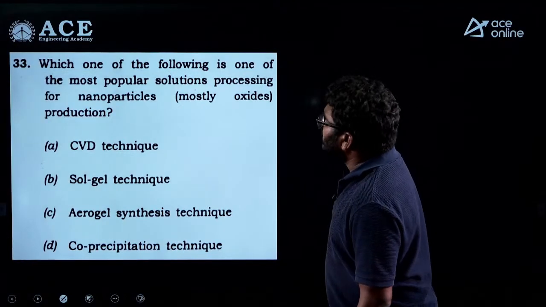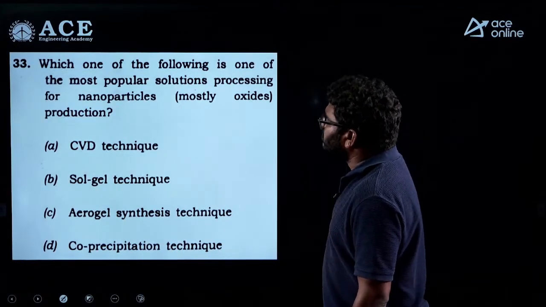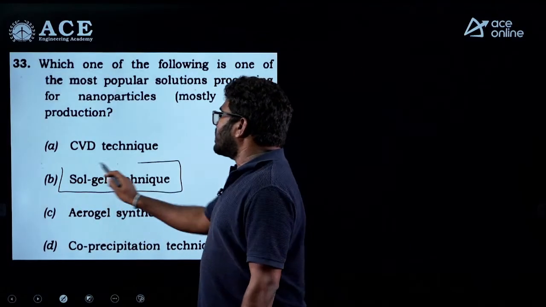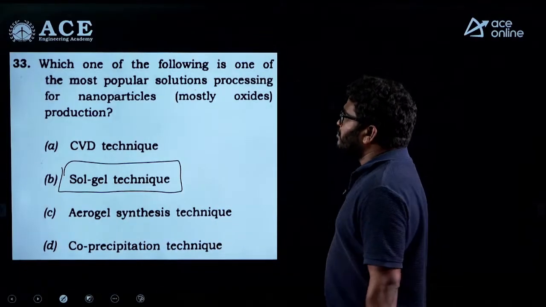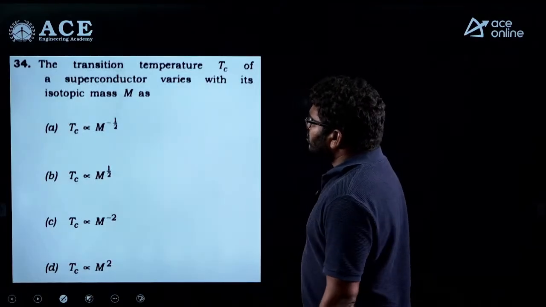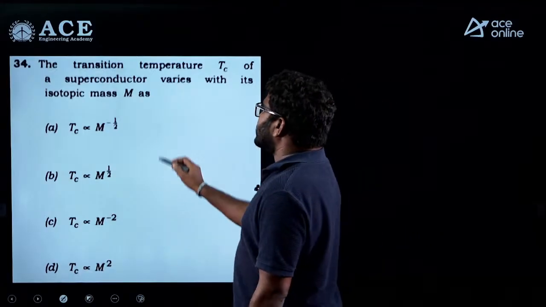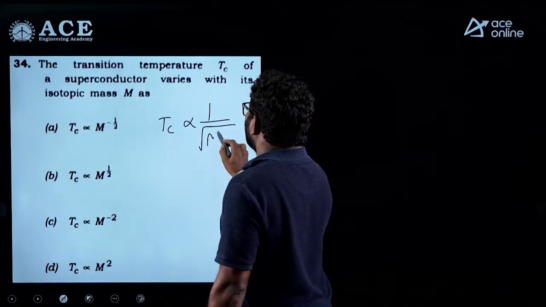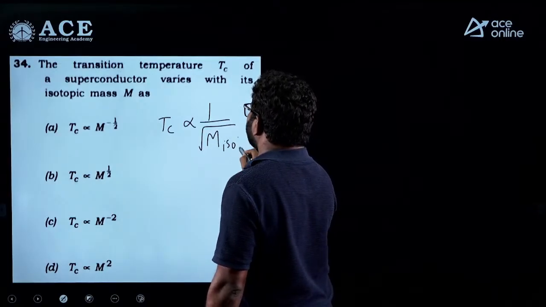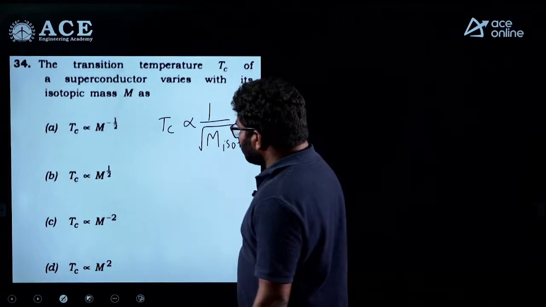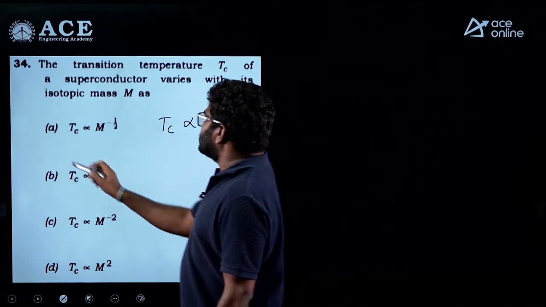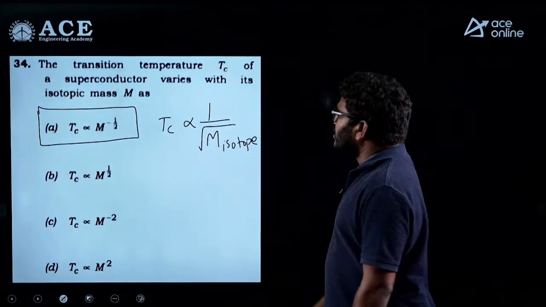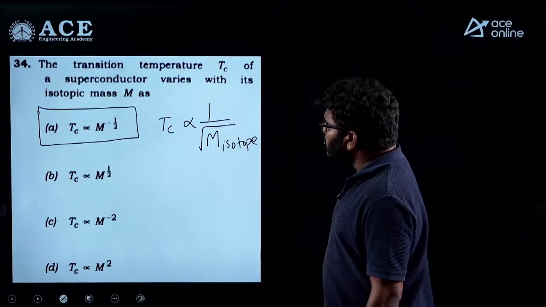Which one of the following is one of the most popular solution processing methods for nanomaterial? The sol-gel technique is one of the most popular for nanomaterial. It's a bottom-up approach method, right. So, superconductor: the critical transition temperature is directly proportional to 1 by under root of the mass of the isotope, so out of these three, A is the correct answer for this question. So A is the correct answer, right.